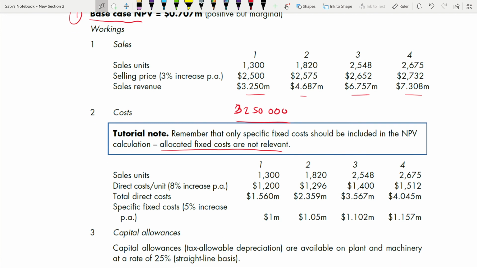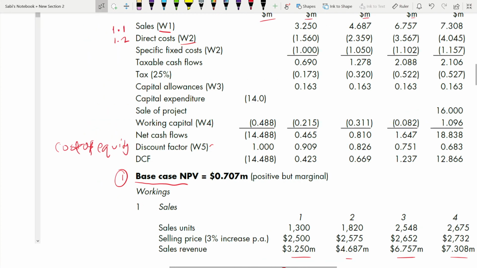Now, what are the sales units? Sales units will be the same. Just now you have calculated above. From working one, go up and see sales units. You don't have to calculate again. Same figure you can use. Direct unit cost. That means units into your cost. Okay, 8% increase per annum. So every year you are going to increase it by 8%. But first year it is 1200. Okay, we'll see how it is 1200.